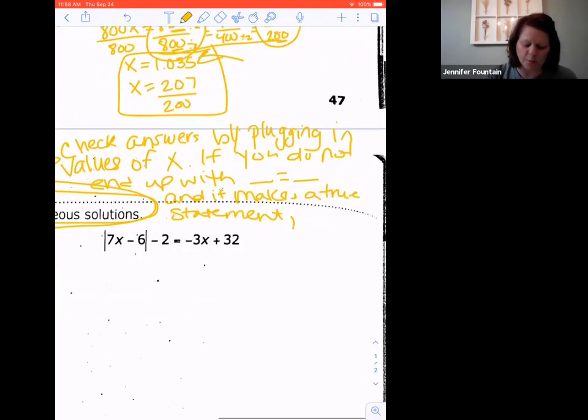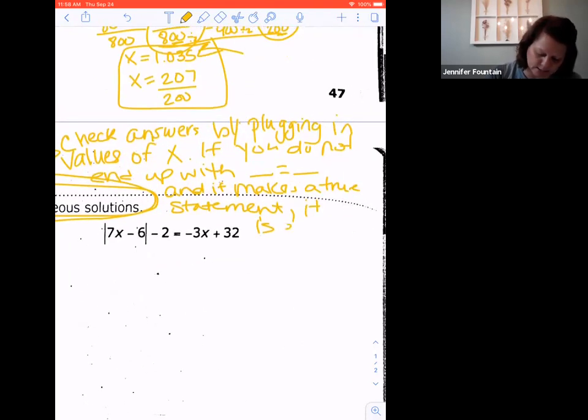So if you end up with something equals something and it's not a true statement, it is extraneous, which means it is not a solution. That's what extraneous means, is that it's not a solution.